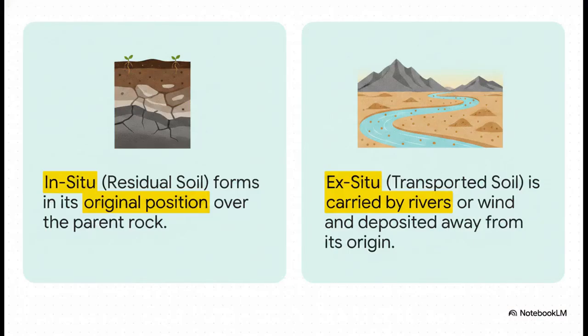Now, examiners frequently test the difference between how soils actually end up where they are. So you've got in situ, which means residual soil. This is soil that forms in its original position directly over the parent rock. Think of black or red soil for this one. Then you contrast that with ex situ, or transported soil. These are soils like alluvial, which get carried by rivers or wind and then deposited far, far away from where they originally formed. Make sure you keep this distinction locked in your mind.